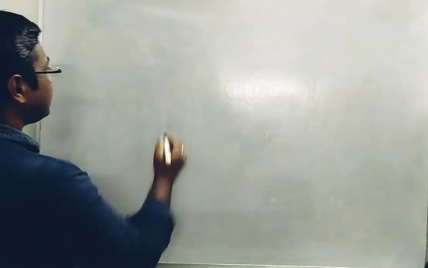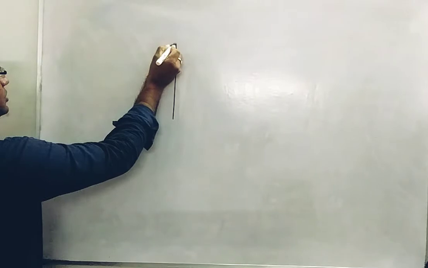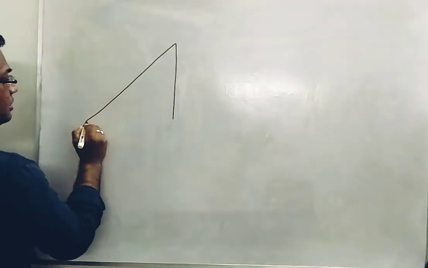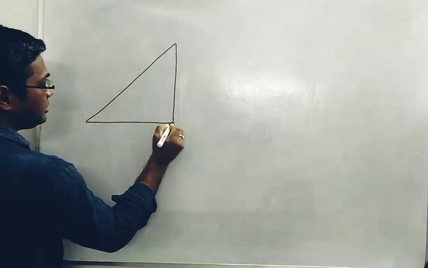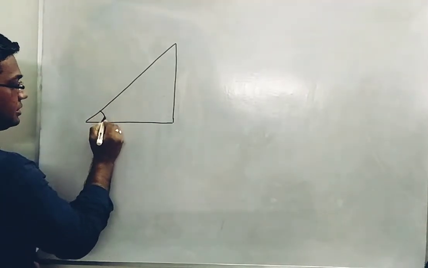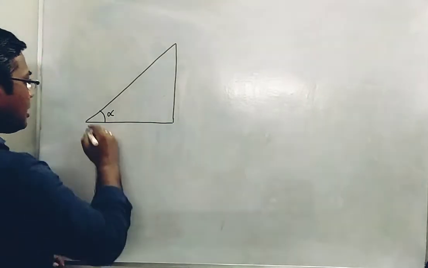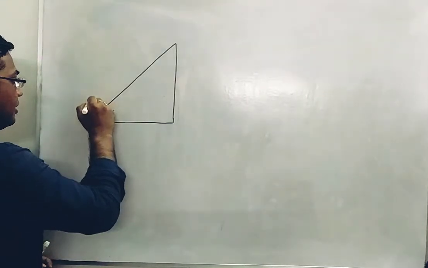Projectile motion in an inclined plane. But before that, let me tell you what an inclined plane is. This is an inclined plane. You know that it is a simple machine, and here alpha is the angle of inclination.